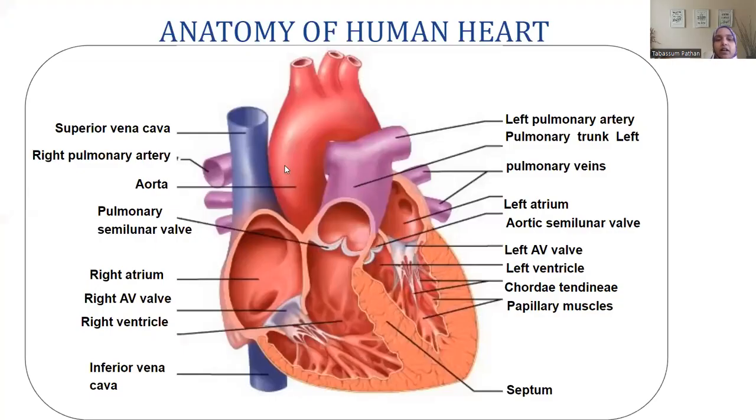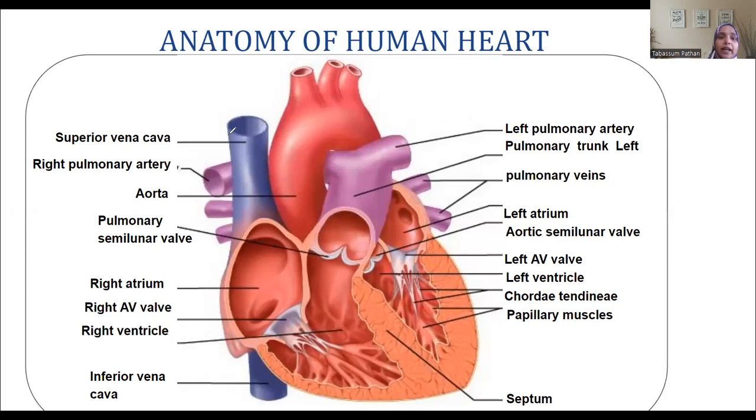So this is the summary of all the labelings that we have discussed up till now with respect to the external and internal openings, external and internal structures, and blood vessels. So, the superior vena cava, right pulmonary artery, you can see this is the aorta, this is the pulmonary valve over here. Right auricle, right ventricle, left auricle, and left ventricle. You can see the septum. This is the septum, the divider, which divides the heart into these two chambers, left and right. This is the inferior vena cava.